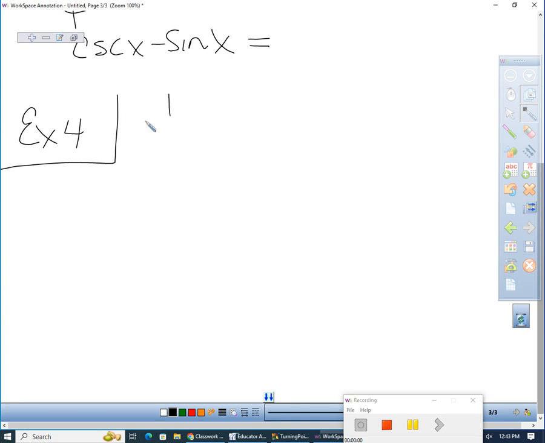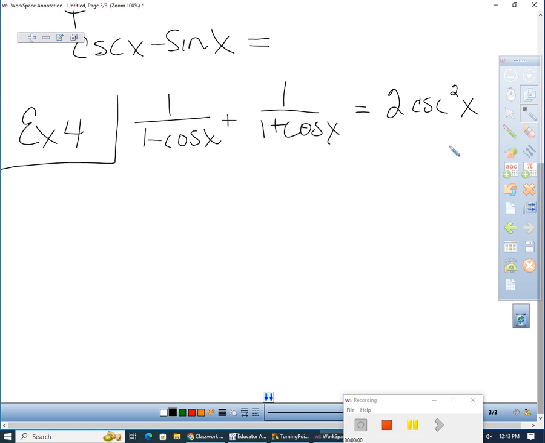Let's go with 1 over 1 minus cosine x plus 1 over 1 plus cosine x, and I want to show that this equals 2 cosecant squared x.